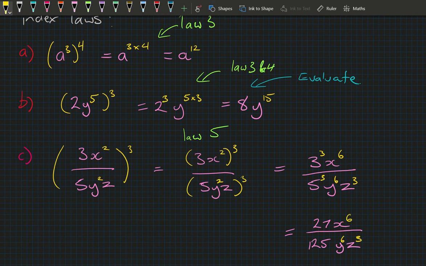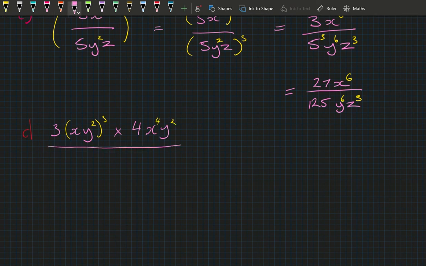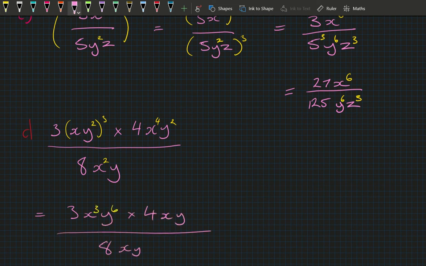Part D, where their expression is, oh my God, 3 times x times y squared all raised to the power of 3 times 4 times x to the 4 y squared. And that whole expression over 8 times x squared times y. Okay, this looks big, but let's go one step at a time using BODMAS. So brackets first, so if I expand that out using law 3, we now get 3 times x cubed times y to the 6, and the rest remains the same.